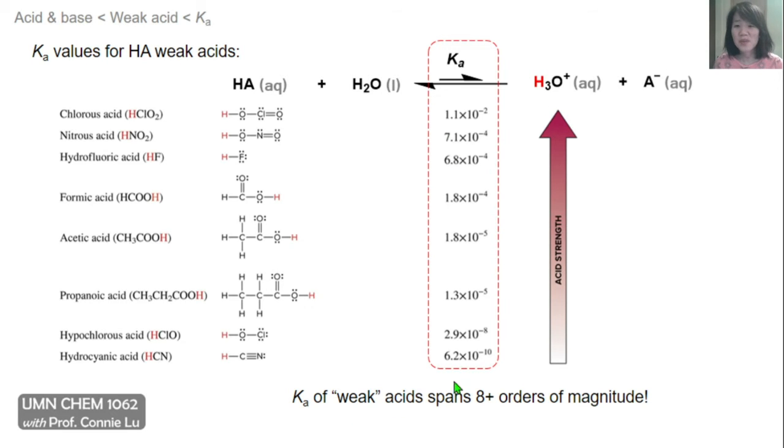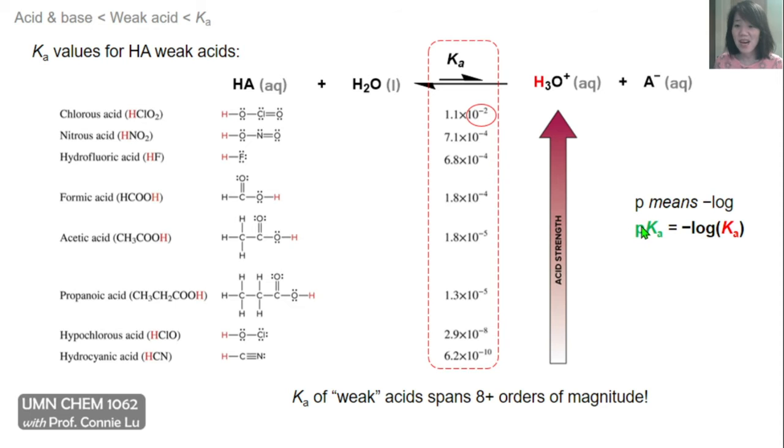Because Ka values can be so vastly different, sometimes it's nice to think about them on a logarithmic scale. So I'd like to introduce a notation where we focus more on the magnitude. The notation P means logarithmic function times minus 1. And so if we apply this to Ka, then taking the minus log of Ka is a pKa value.